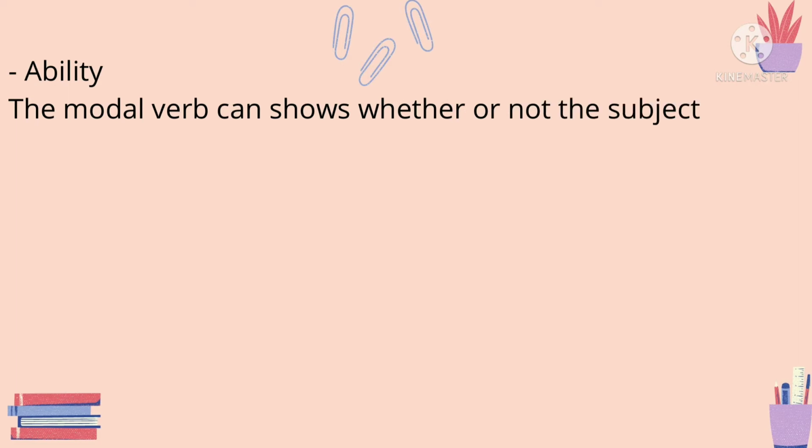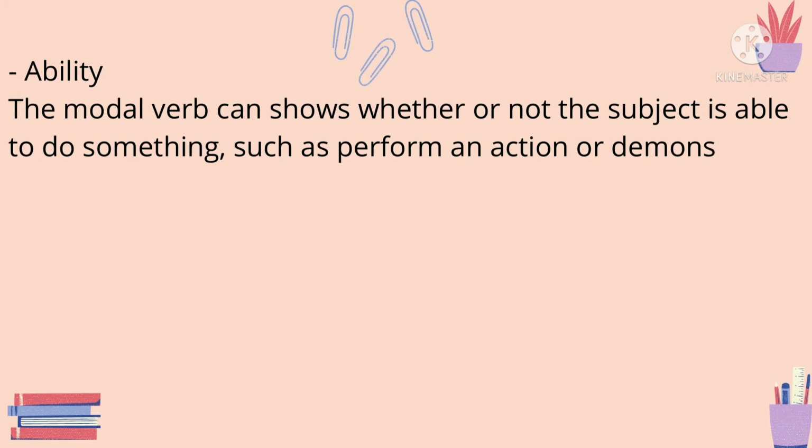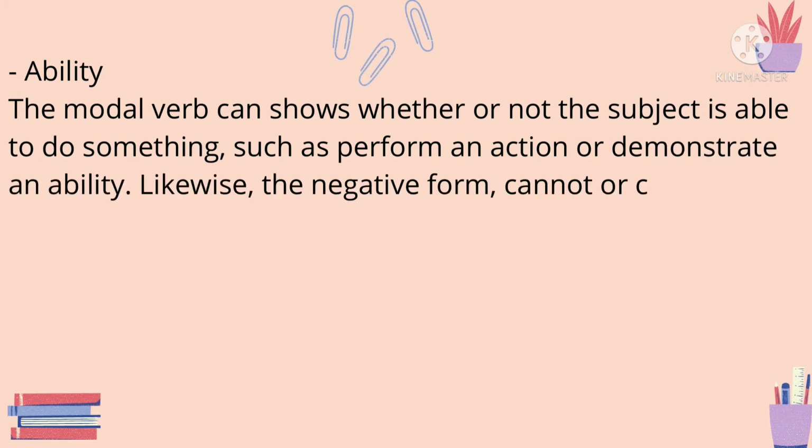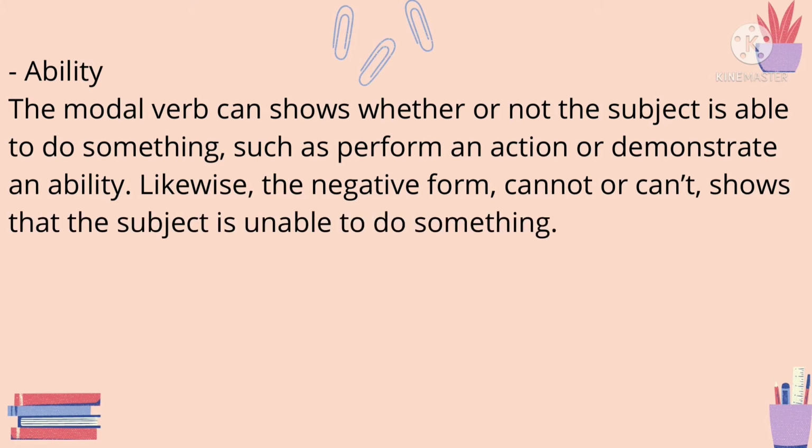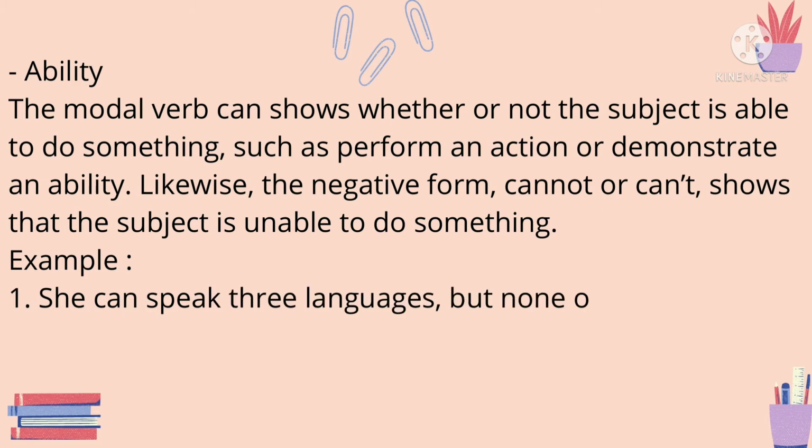Ability. The modal verb can show whether or not the subject is able to do something, such as perform an action or demonstrate an ability. Likewise, the negative form cannot shows that the subject is unable to do something. Example. She can speak 3 languages, but none of them well. You can lead a horse to water, but you cannot make it drink.